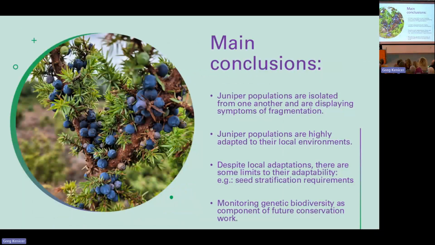Finally, just some main conclusions here, because I'm already running low on time. Juniper populations are isolated, and they are displaying some symptoms of fragmentation. They are also highly adapted to local environments, but despite these, there may be some limits to their adaptive potential, for example, their seed stratification requirements. And all this work together shows the importance of monitoring genetic biodiversity as a component of conservation work.